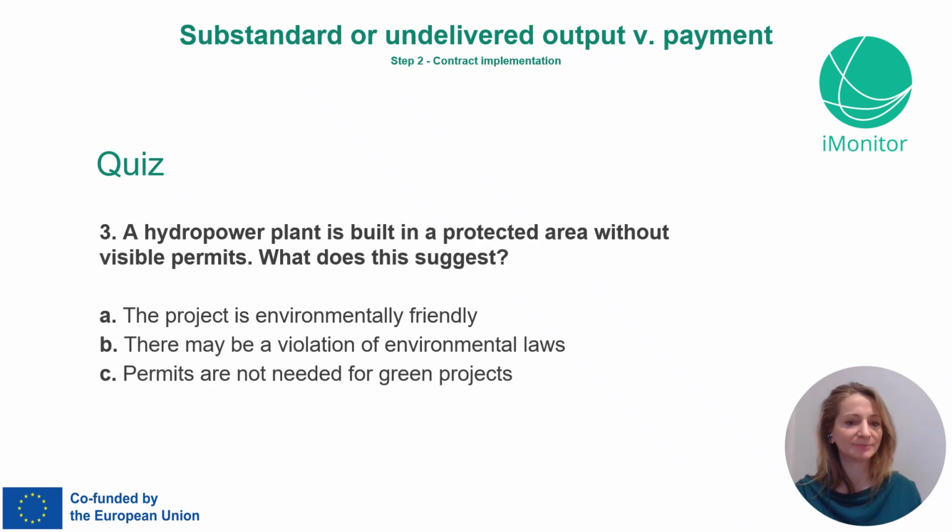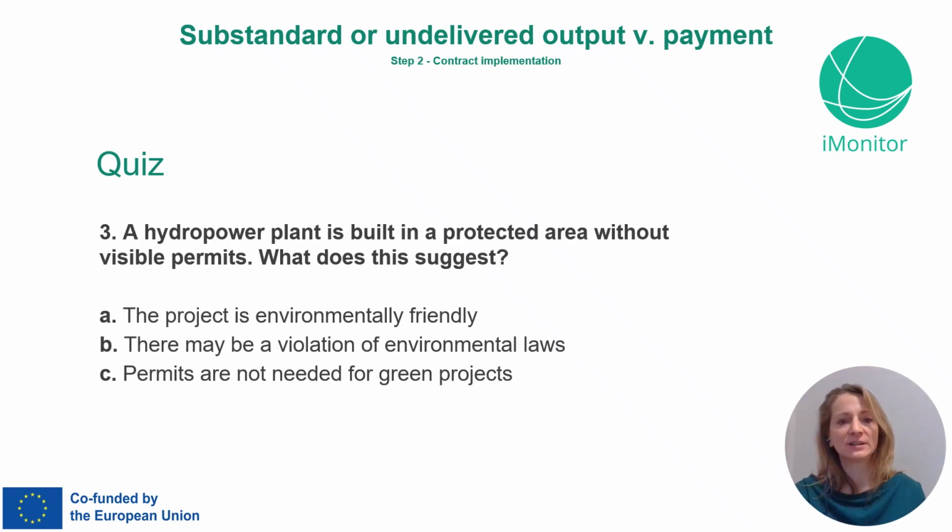And the last question. A hydropower plant is built in a protected area without visible permits. What does this suggest? A. The project is environmentally friendly. B. There may be a violation of environmental laws. C. Permits are not needed for green projects. And the correct answer is B. Because lack of permits in protected areas for infrastructure projects is a strong indicator of regulatory violations or corruption.